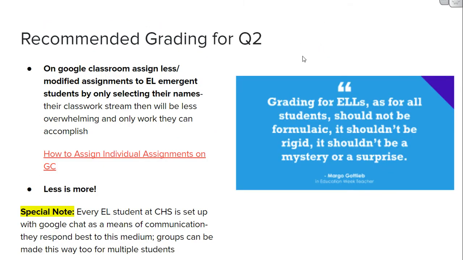Now, as we're going into quarter two, there's some really helpful information that I have for you guys. On Google Classroom, there is a way to assign work to just specific students, to individual students. That's a way that you could be giving those modified assessments to emergent ELs so that their Google Classroom feed is not clogged up with a bunch of material that they can't really access linguistically.